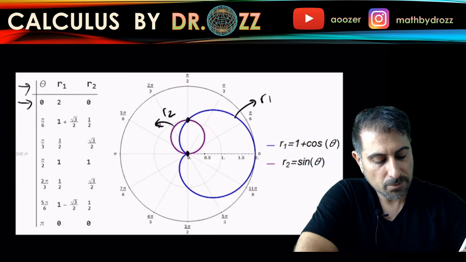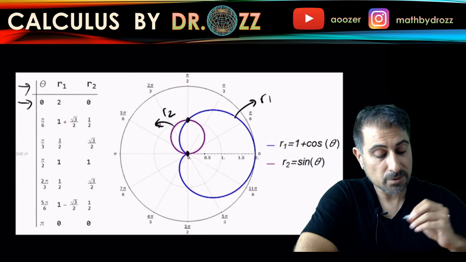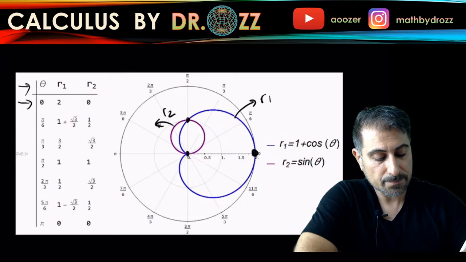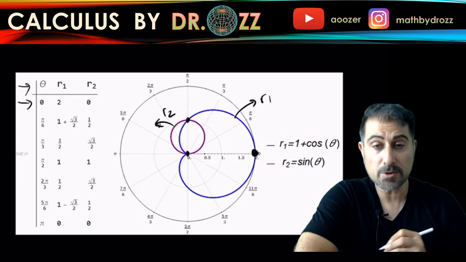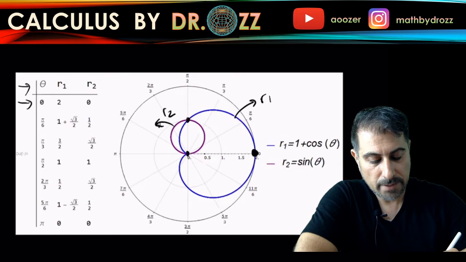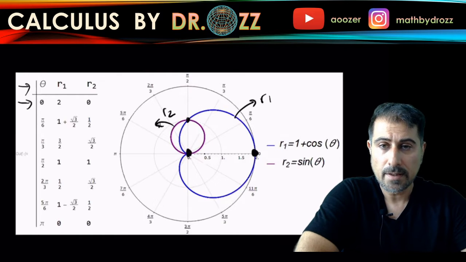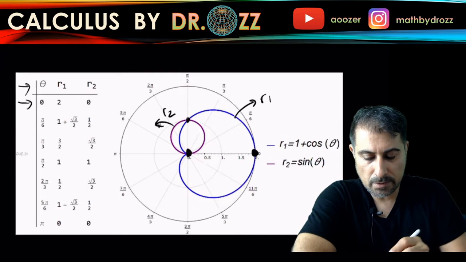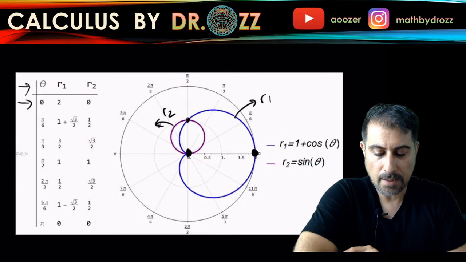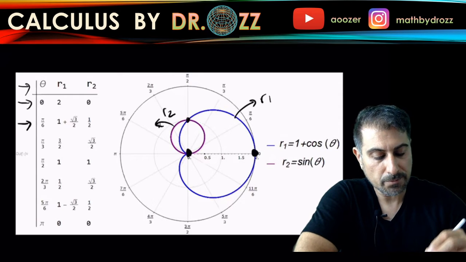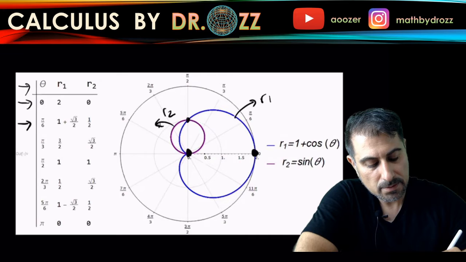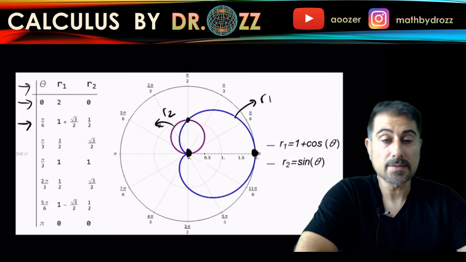So the blue graph is going to start from this point, and R2, which is the circle, is going to start right at the origin. Okay, so let's see what the direction looks like as we increase theta. So let's look at pi over 6. At pi over 6, R1, the blue one, takes the value of 1 plus radical 3 over 2, and the other one is just 1/2. So here we go. This guy moves like this, and then this guy moves like this.